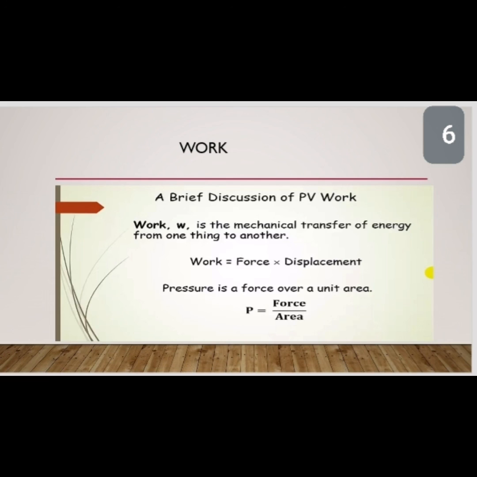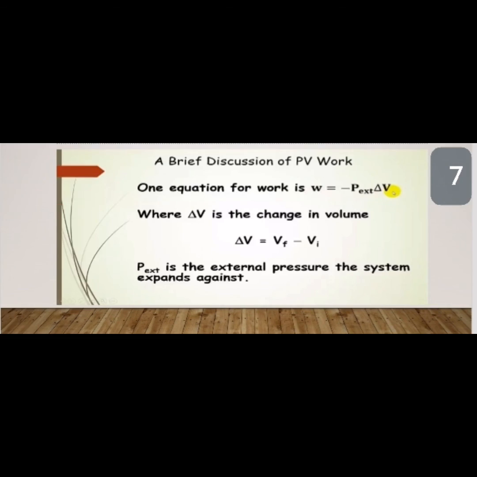The type of work we most commonly encounter in chemistry is pressure-volume work. For example, expansion can occur when a gas is evolved during a chemical reaction. In such cases, the work done W by a system is given by W equals minus P delta V, where P is the external pressure and delta V is the change in volume. Work is not a state function.